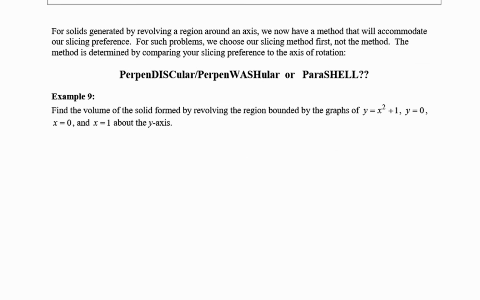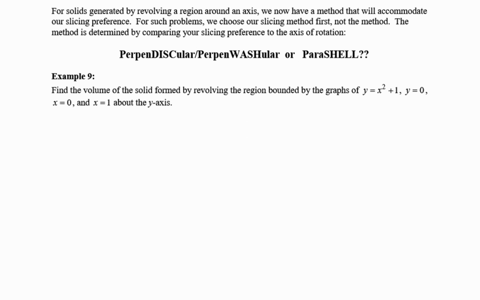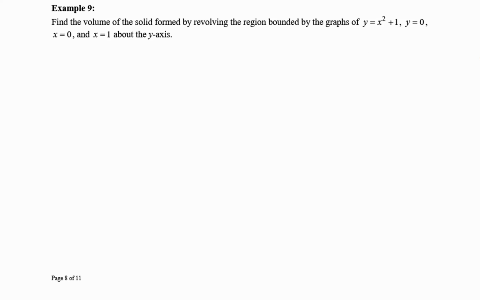So when you do the volume, we have different ideas of how we want to do it. You have to decide how you want to slice it. Is it going to be vertically or horizontally? And then is it a disc or a washer? Or would it be easier to have a shell? Okay, so let's look at an example.